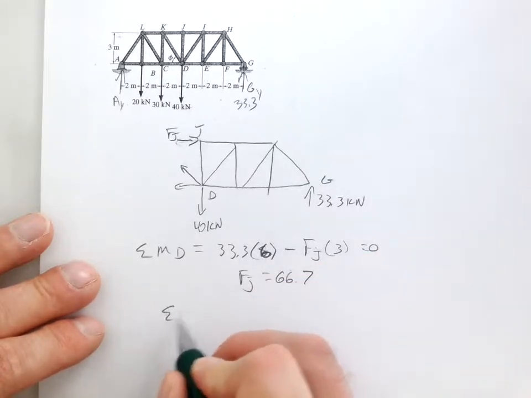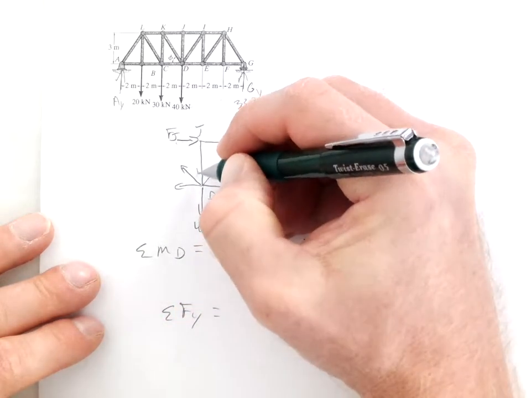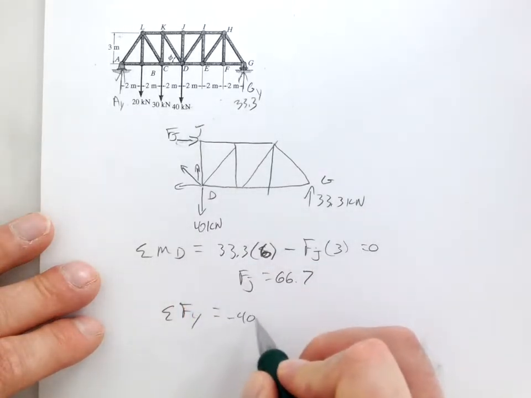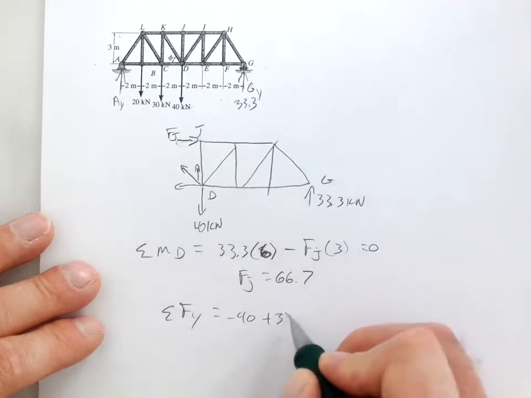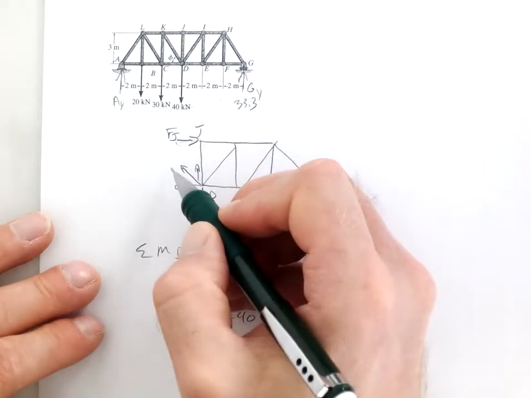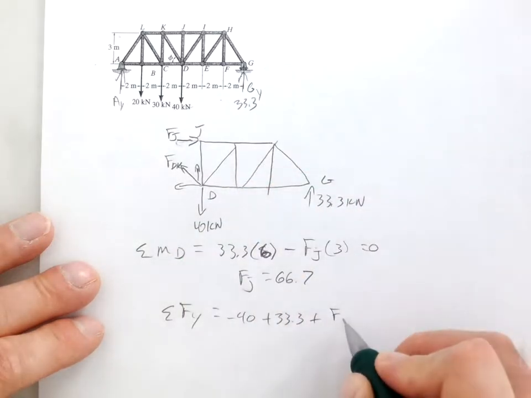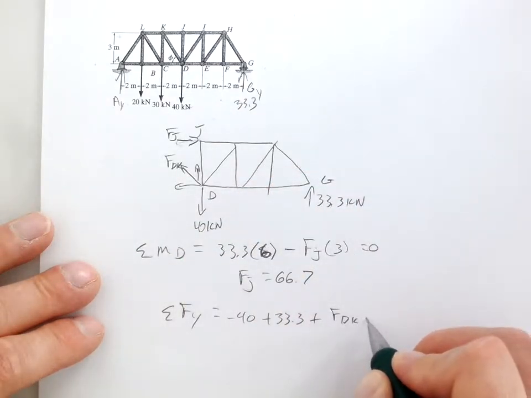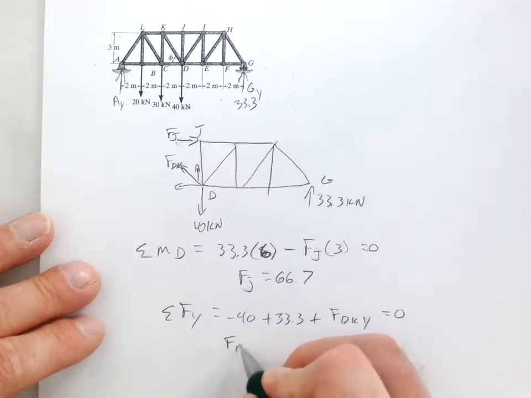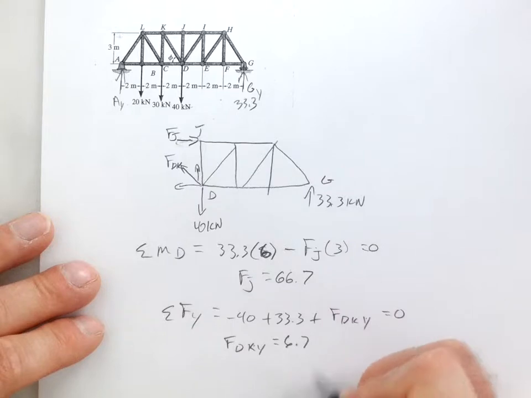So if we sum the forces in the Y, we have a vertical component here. So we get negative 40 plus 33.3 plus the force, let's call this Fdk, force Fdk in the Y equals 0. So force Fdk in the Y equals 6.7.